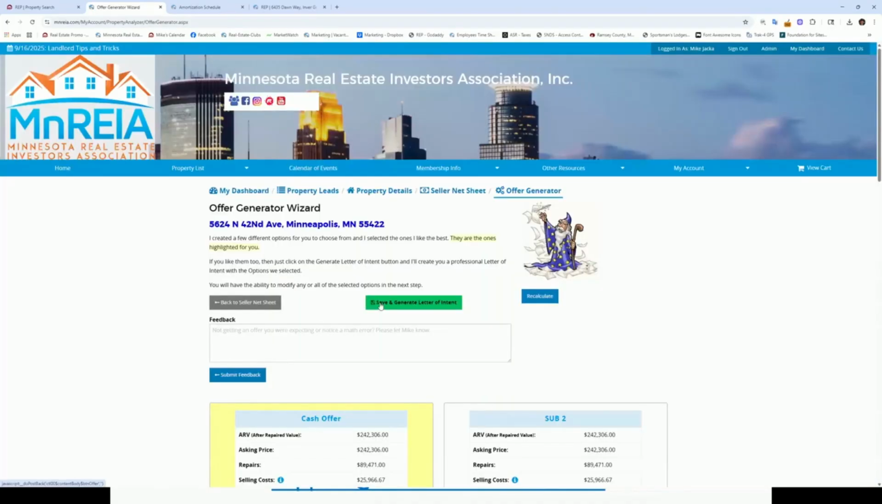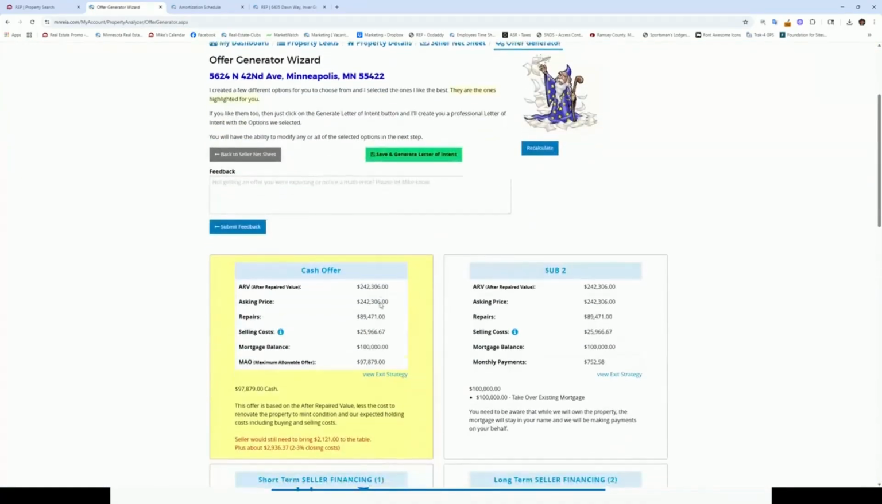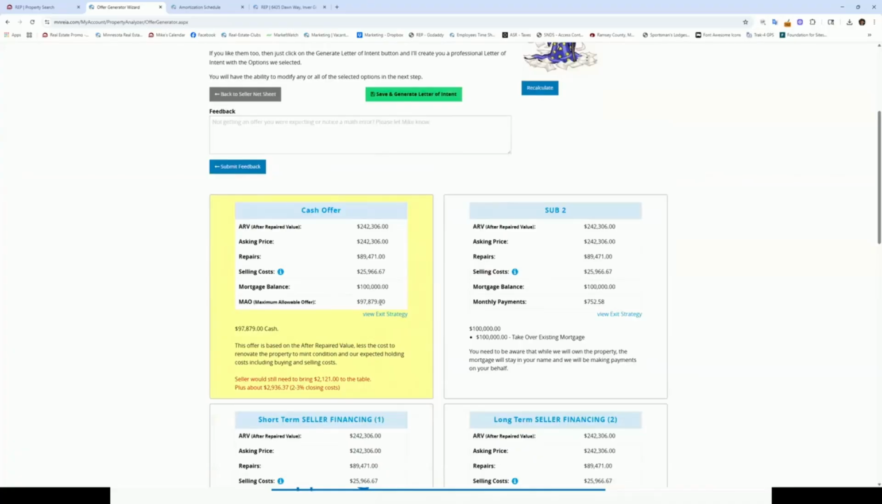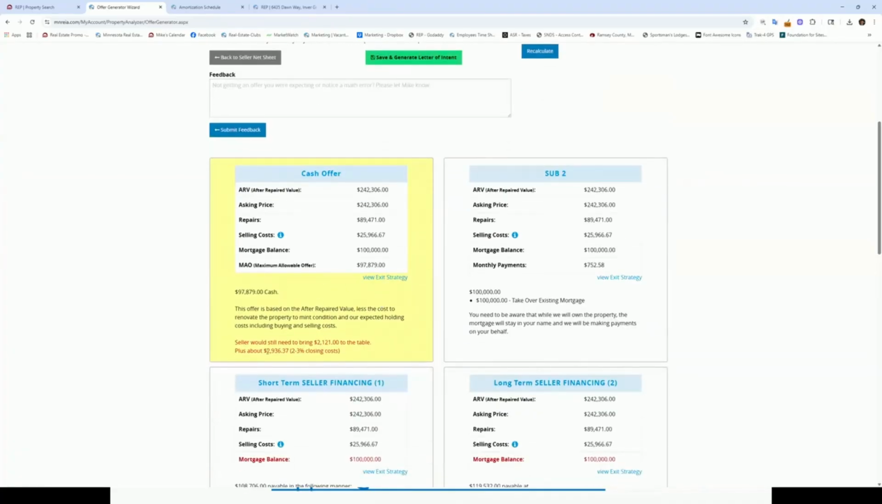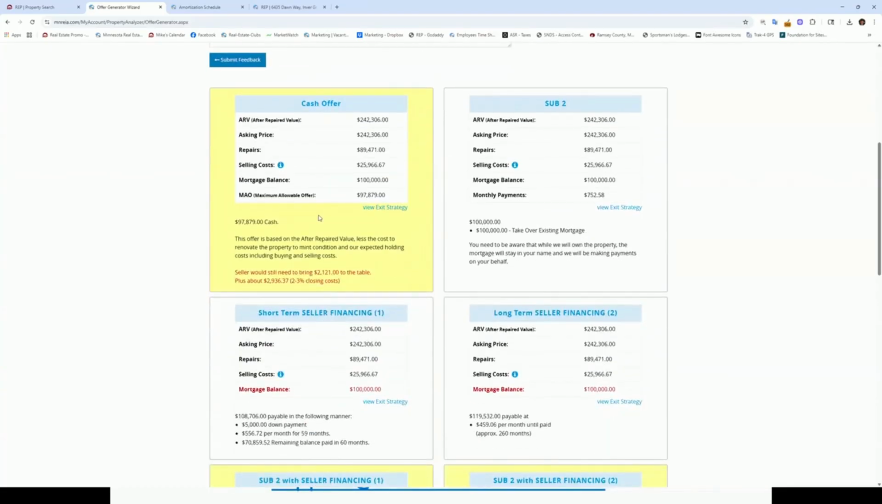Okay, so then our next step is we go into the offer generator wizard, and the offer generator wizard will look at 8 different ways of buying the property and give you the top 2 or 3 suggestions. Right, so option number 1 is a cash offer. So we're saying we'll give you $97,879 cash, right? And we can close quickly.